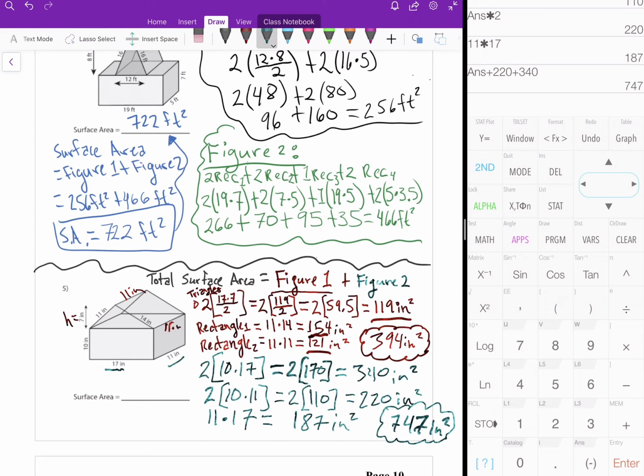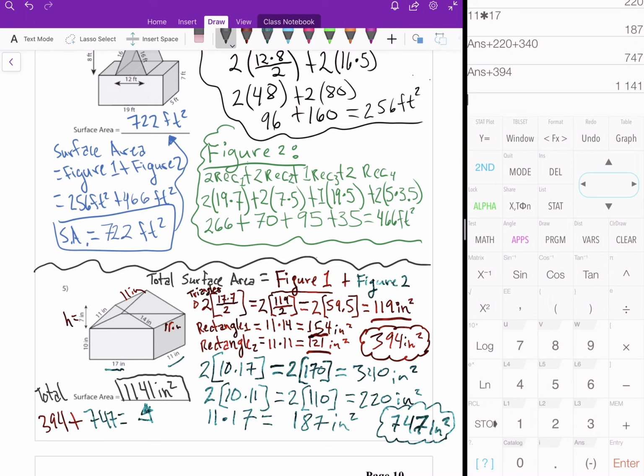So then my total surface area, you see, figure 1 is going to be 394, so 394 plus 747 is going to equal, let's see, add them up, 1141 inches squared. And this is my final answer.